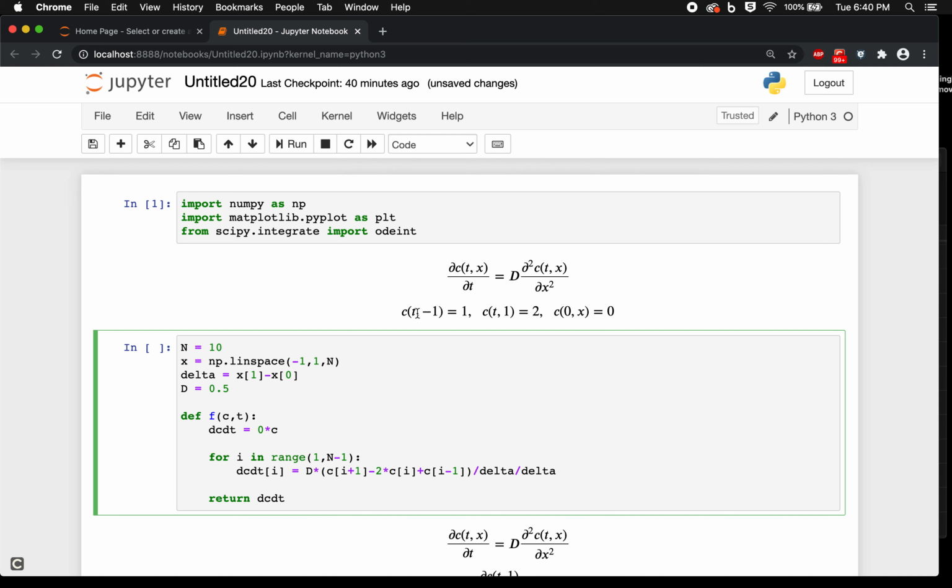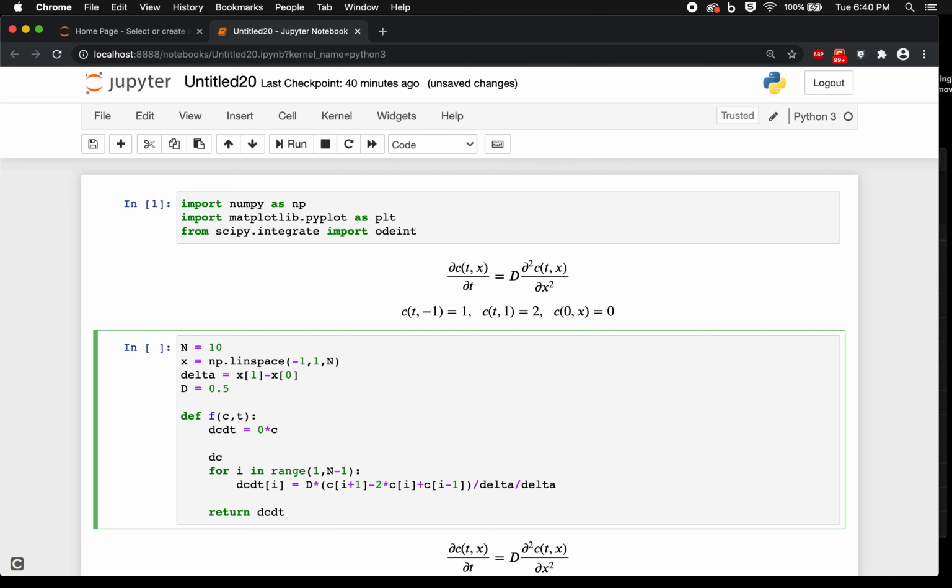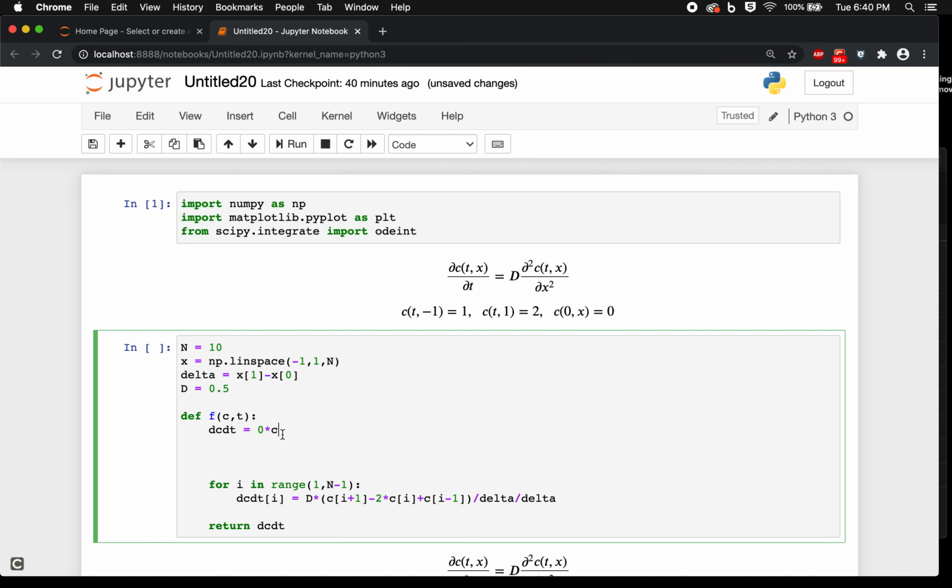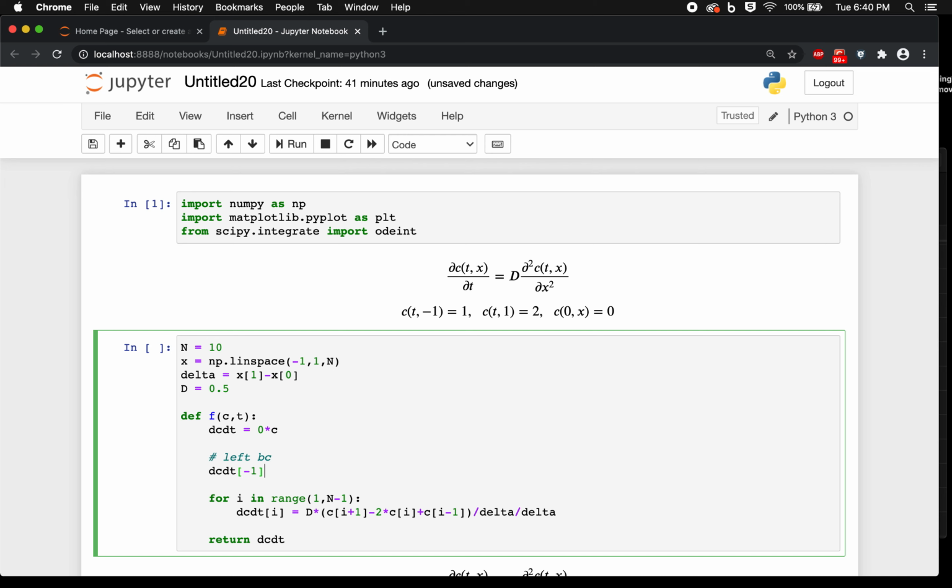Now the key thing is that if you look at this function, you see that c at x equals -1 is a constant value. So it's just equal to 1. As time changes, this value doesn't change at all. So if I was to take the derivative, the derivative at x equals -1 is equal to 0 because it's just a constant. Even though I don't have to write this equation, I will because it's actually kind of encapsulated up here. We're initializing the derivative equal to 0, but I'll write it out here to make it clear. So our left boundary condition is dc/dt at index 0 is equal to 0, because it's just not changing as a function of time.